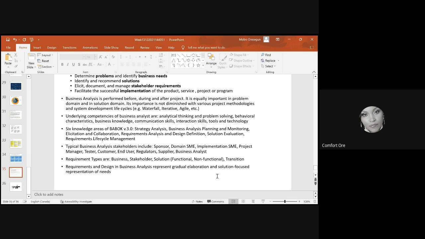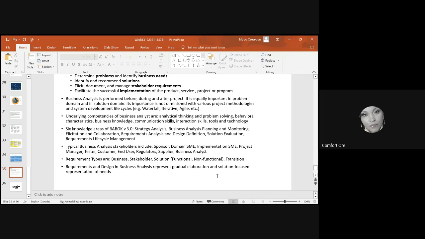Typical business analysis stakeholders include the sponsor, the domain SME, the implementation SME, the project manager, the product owner, the supplier, regulators, and business analysts. Everyone who has a vested interest in or who is involved in the project are the ones we refer to as the stakeholders.